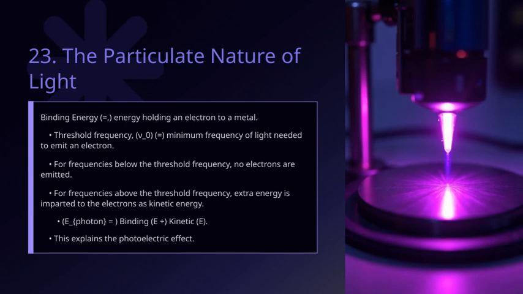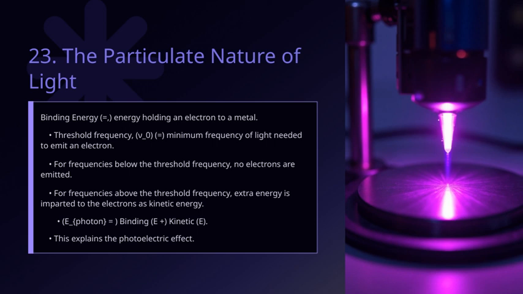This slide explains the photoelectric effect, which is a key piece of evidence for the particulate nature of light. Essentially, the energy of a photon, represented as E photon, is split into two parts: the binding energy, which is the energy holding an electron to the metal, and the kinetic energy, which is the energy the electron has once it's emitted. When the frequency of the incoming light is above a certain threshold frequency, denoted as nu-zero, the photon has enough energy to overcome the binding energy and still have some leftover energy to give the electron as kinetic energy. That's why we see electrons being emitted with some velocity.